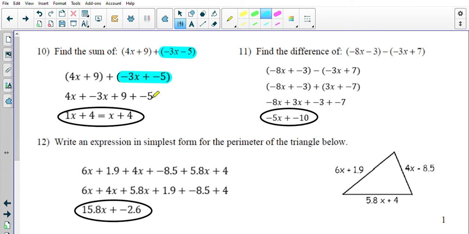4 plus negative 3 is 1x. 9 plus negative 5 is 4. So my final solution is either 1x plus 4 or just x plus 4. You can write it either way.